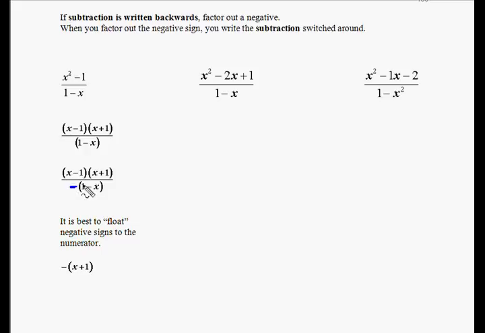But when you factor out a negative sign, that allows you to switch the subtraction in the other order. So where it said 1 minus x, now I switch it and it says x minus 1. Now this x minus 1 is the same factor as the other x minus 1, so I can reduce. I'm left over with this negative sign that's just floating in the denominator. So it's best just to write it up in the numerator, and therefore there's nothing left in the denominator, and we're done reducing the fraction.